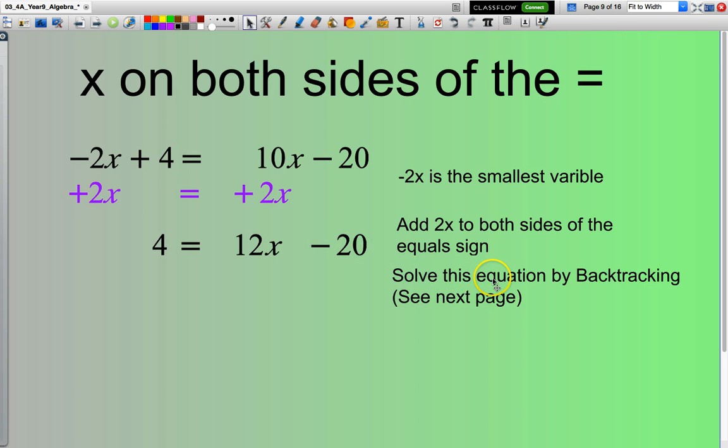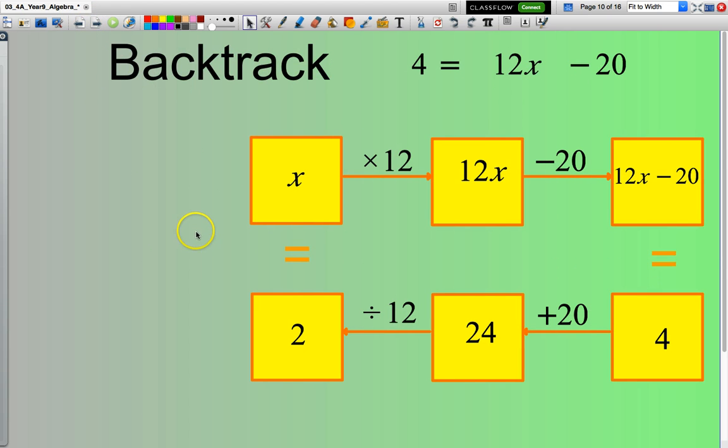And then I can backtrack that. So here is the backtracking. Just leave that for about 2 or 3 seconds, and then I'll move on to the next slide. So just feel free to pause that and just make sure it all makes sense to yourself.